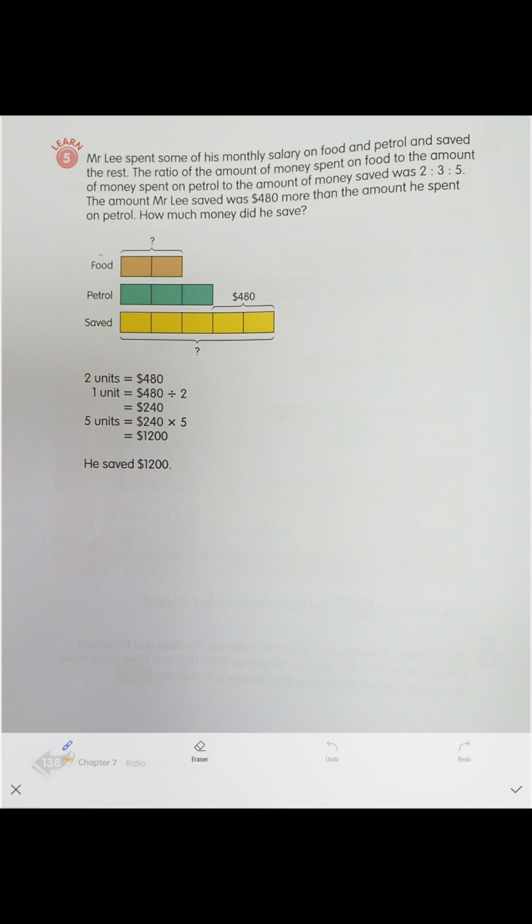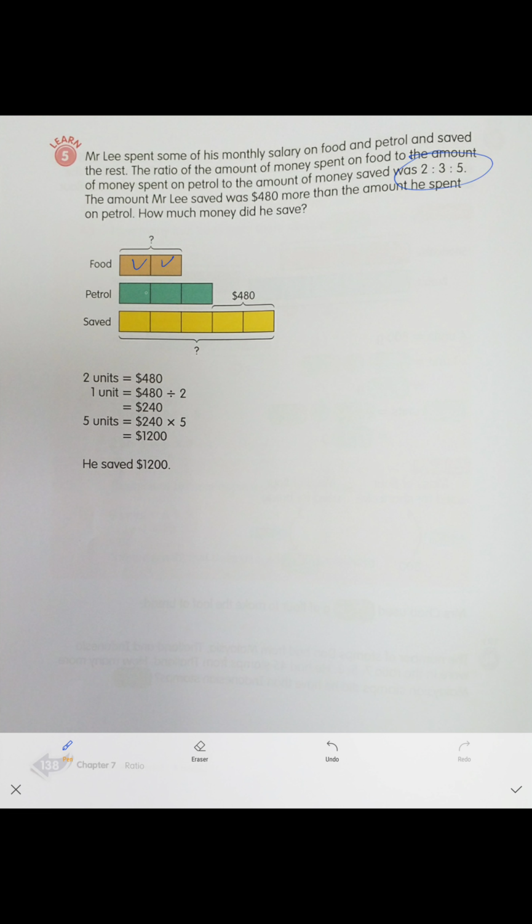Very simple. So you have your 3 expenses, food, petrol, and saved. This is what you draw. Now you have your ratio, right? 2 units to 3 units to 5 units, right? So 2 to 3 to 5. Okay, and when you draw your model, you can clearly see what is the difference here.